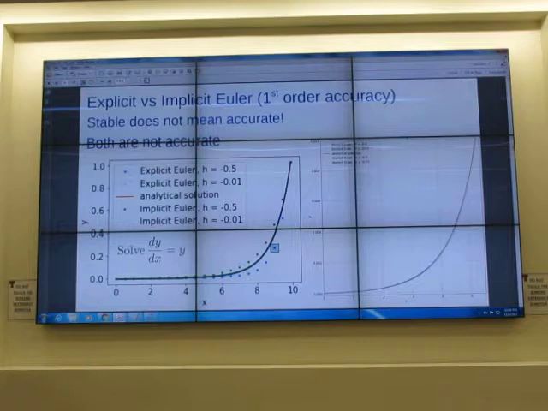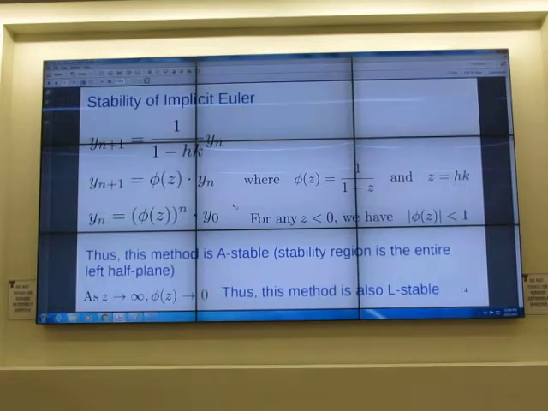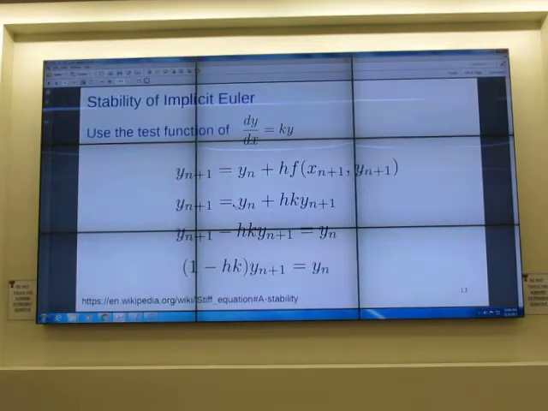The big blue dot is explicit order. Both of them are wrong. Equally wrong. It's a first order method, similar order of magnitude of the error, but one is stable, another one is not stable. Okay. Stability thing, we don't really cover it, but I want you to know just the name.